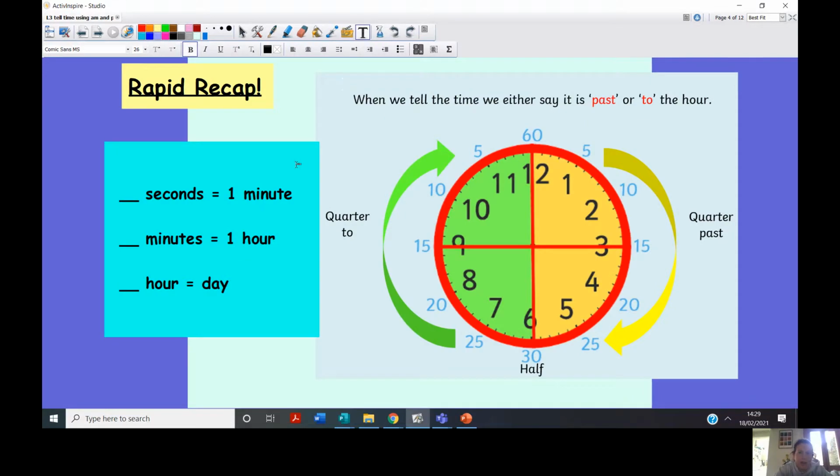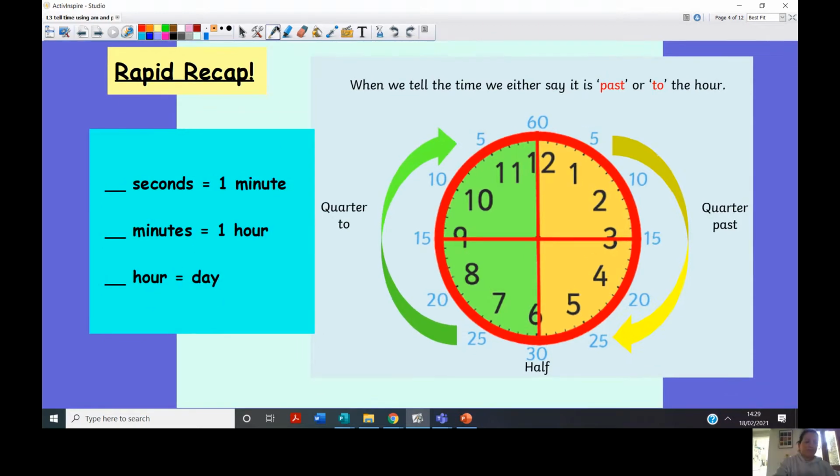Before that, let's do a quick rapid recap. Thinking back to Dr. TikTok, how many seconds in a minute? 60 seconds in a minute. How many minutes in an hour? 60 minutes in an hour. How many hours in one day? 24 hours. Good. That's a really important thing to remember, especially 24 hours in a day.